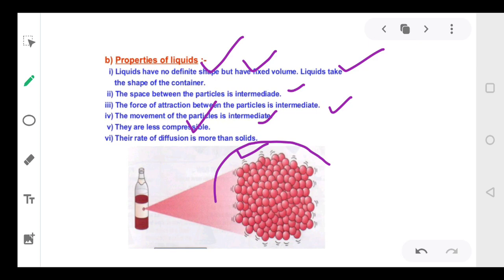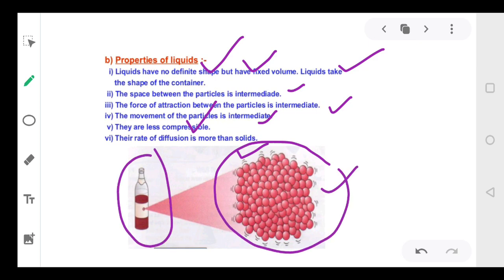This we can see in the diagram. This bottle is having a liquid, and the particles are not so closely packed as in the case of solids, and they are not so well organized, so they do not have a fixed shape. Their space is also intermediate, force of attraction is also intermediate, movement is also intermediate, and they are less compressible. Okay. Now let's come to the gases.